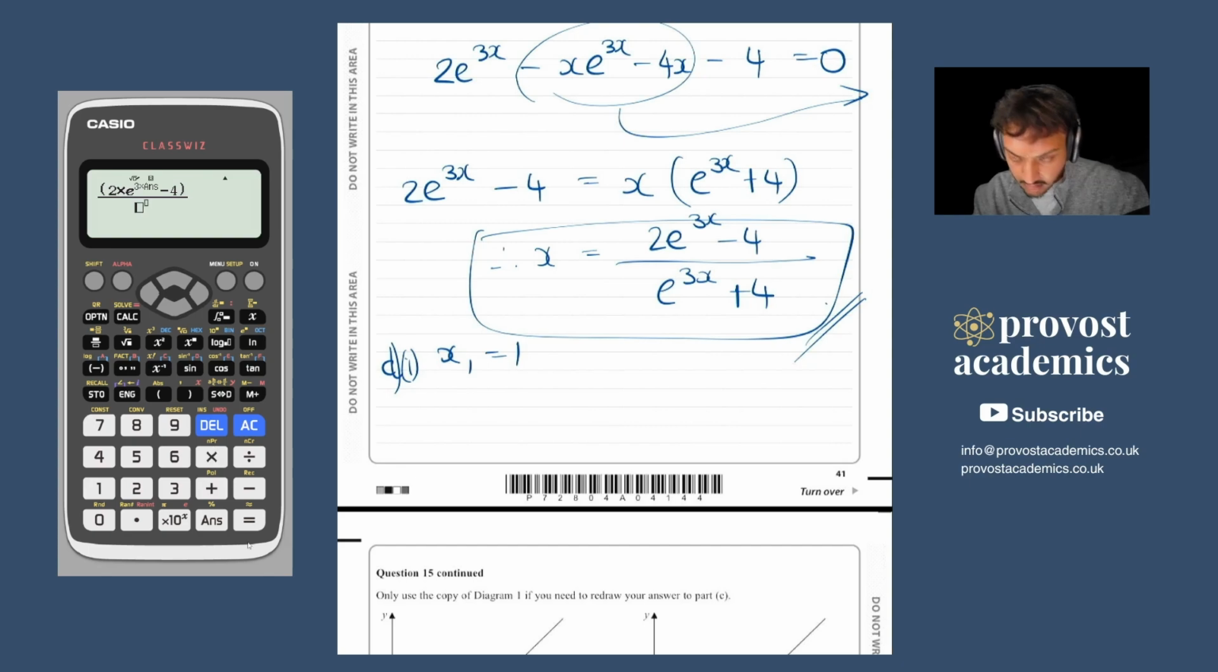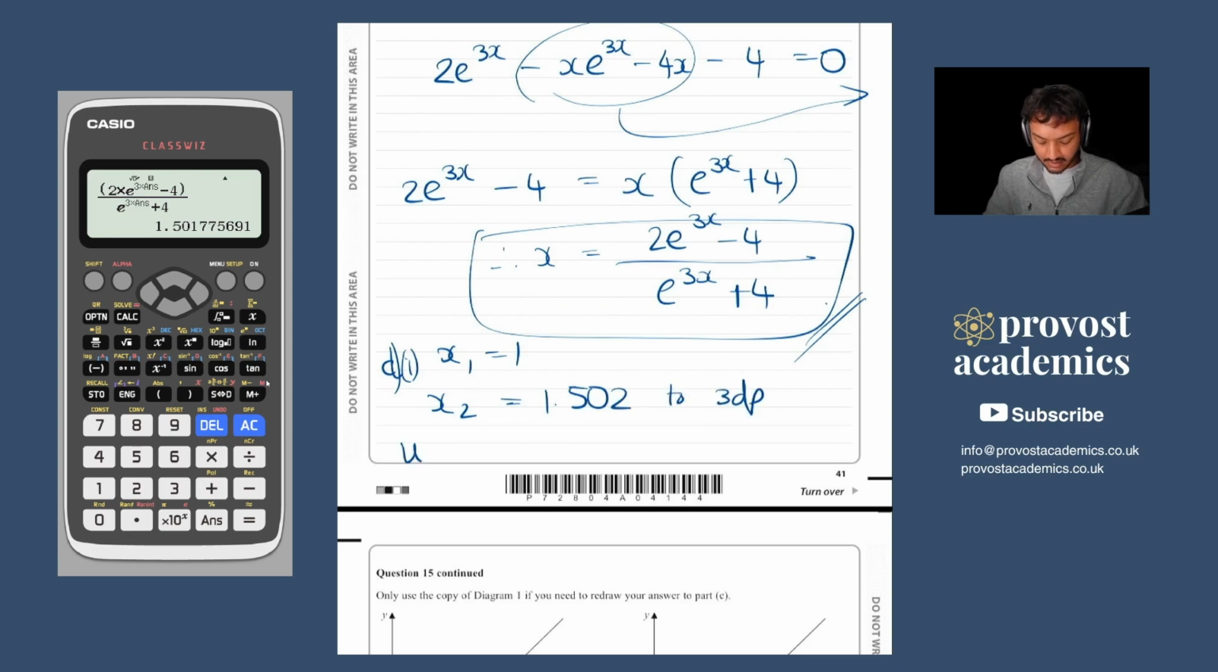Then e to the 3x. Shift e to the 3 times x, which would be the answer. And then plus 4. So our x2 would be 1.501. They want 3 decimal places, 1.502 to 3dp. Now they also want a beta. So for us to find beta, basically what we're looking for is we'll just mash the equal button a few times, and we'll see at what point does the 3rd decimal place stop changing, and therefore that is us converging.